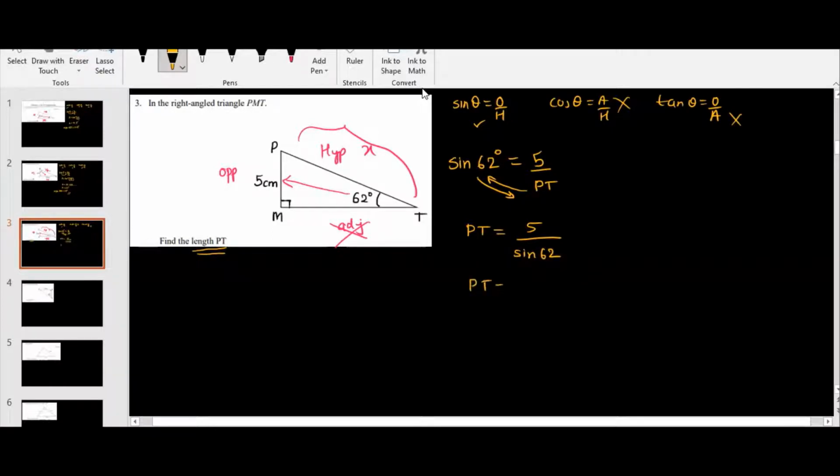So PT equals, you can use your scientific calculator, 5 divided by sine of 62 degrees. The answer I'm getting is 5.6628... We have to write the answer to three significant figures, 5.66 centimeters. So this is the length PT, 5.66 centimeters. Make sure you round off the answers to three significant figures. Let's go to the next question.